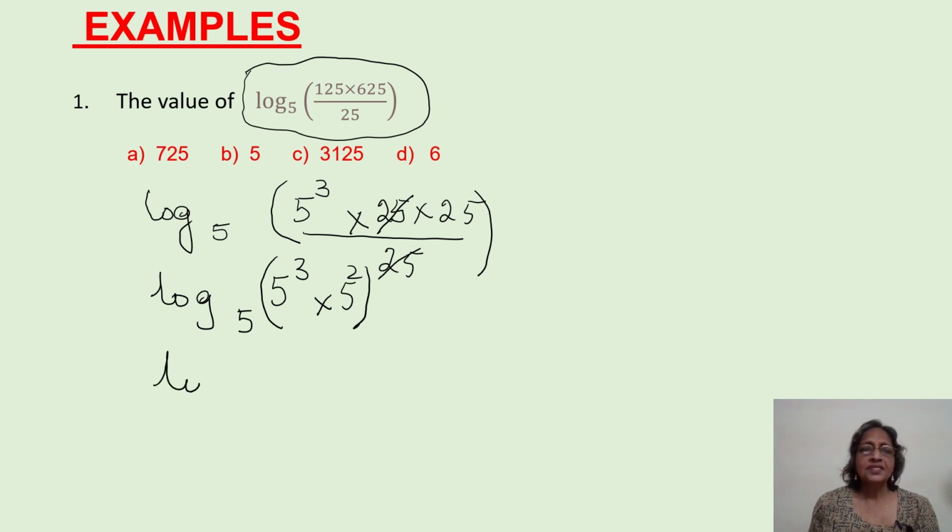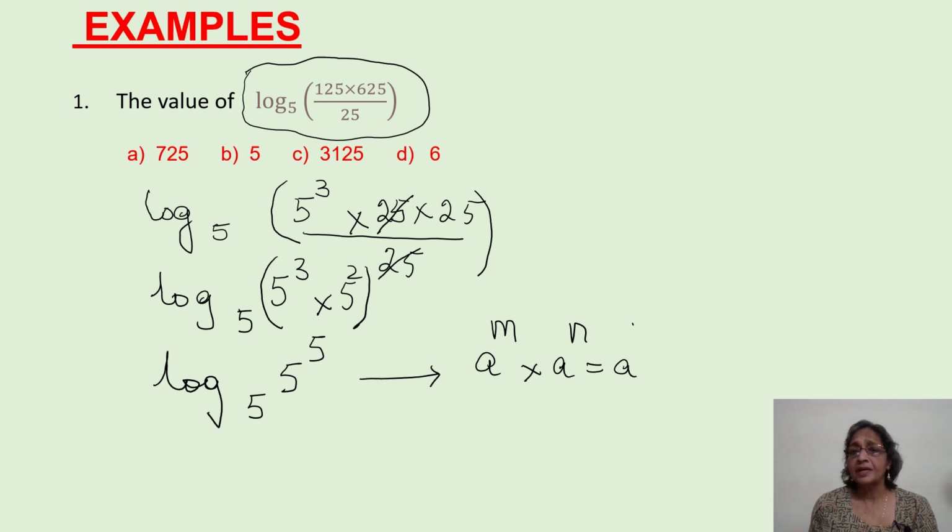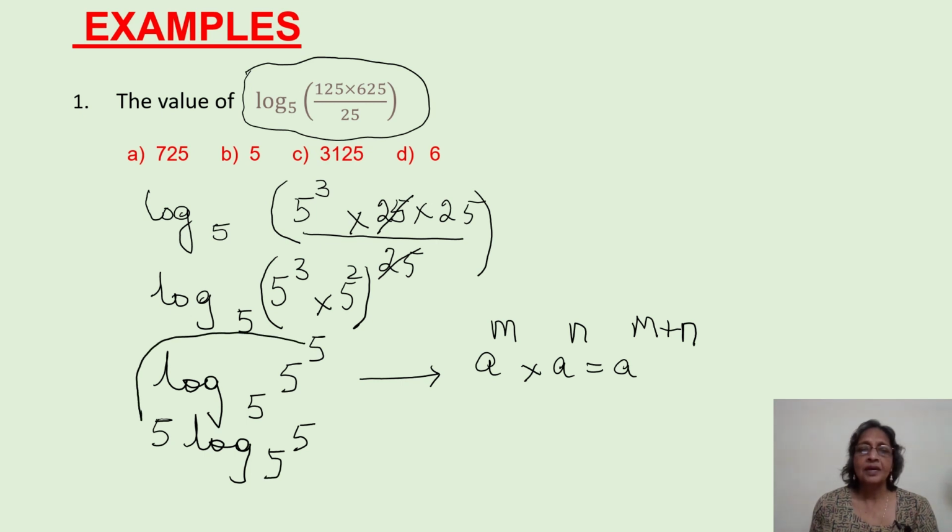Now, this comes out to be log 5 raised to 5. What are we doing here? We are using the laws of indices. That is, a raised to m into a raised to n is nothing but a raised to m plus n. So what are we going to do here now in the next step? The next step, we will be using our property of logs. That is, this 5 will come here.